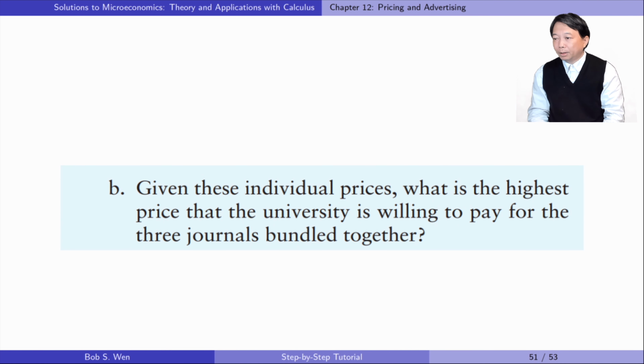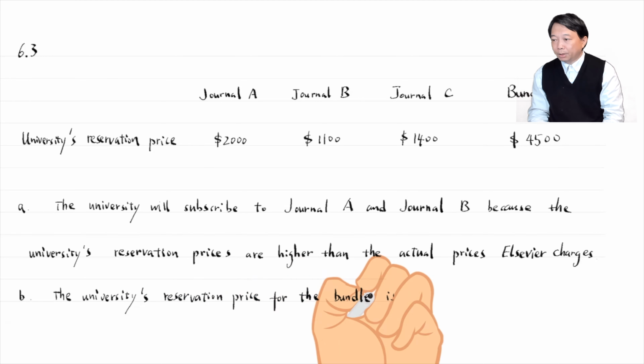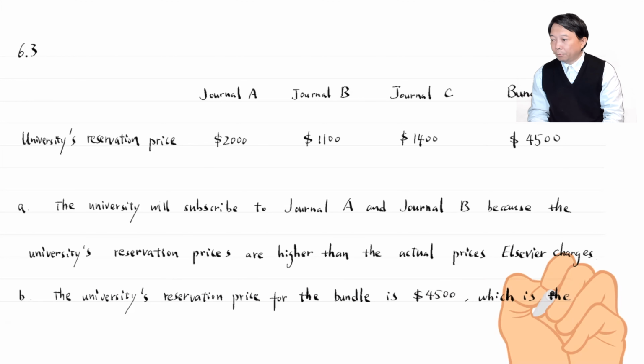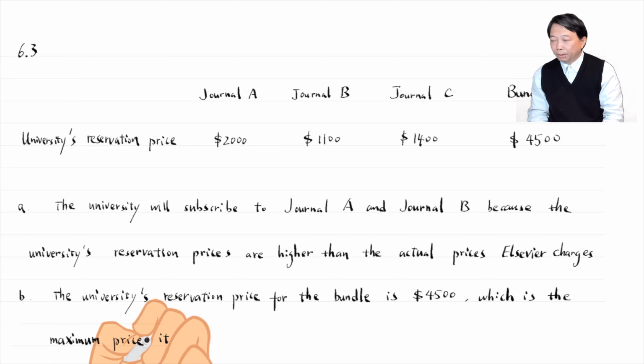In Part B, given these individual prices, what is the highest price that the university is willing to pay for the 3 journals bundled together? The university's reservation price for the bundle is $4,500, which is the maximum price it is willing to pay.